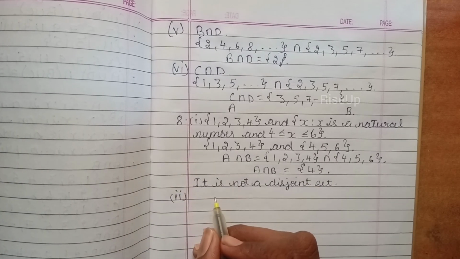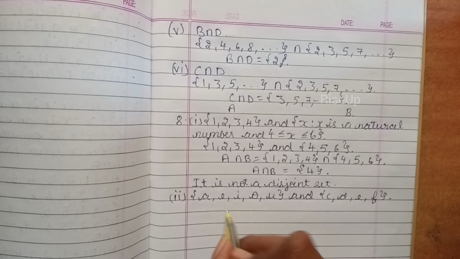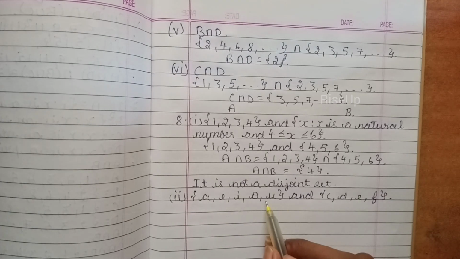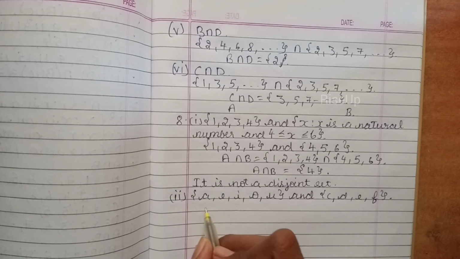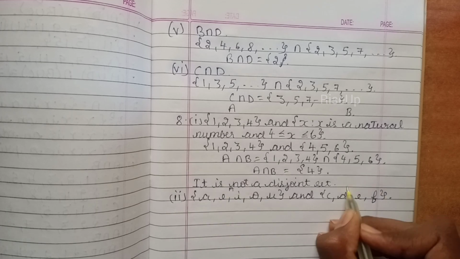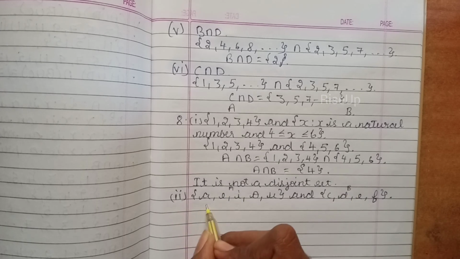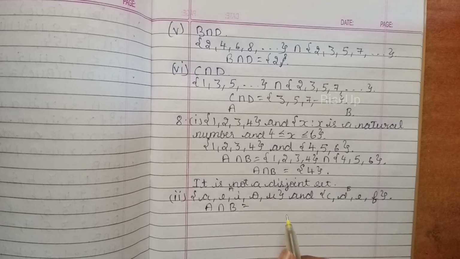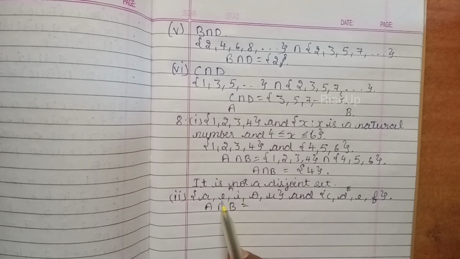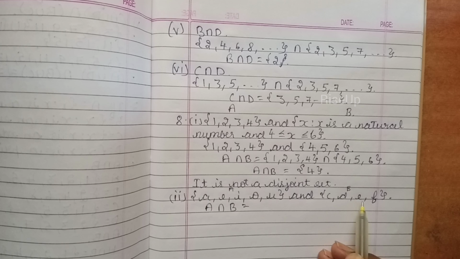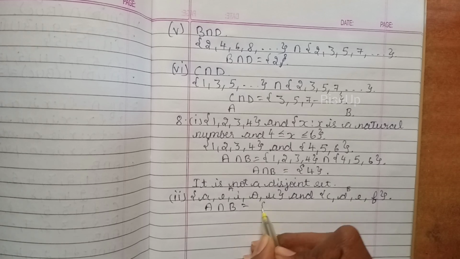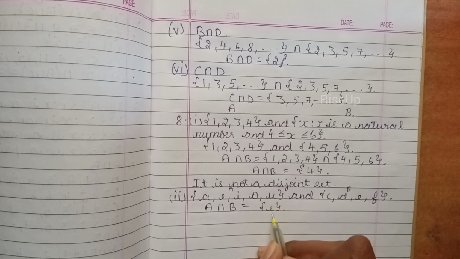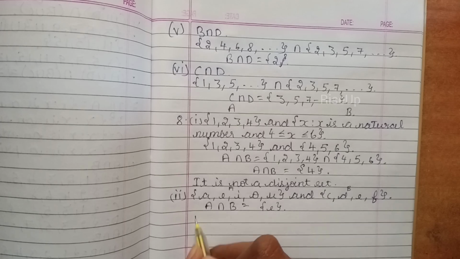Second sub question. {A, E, I, O, U} and {C, D, E, F}. Okay, what are the elements common in both the sets? Let this be A and this be B. A intersection B is equal to, what are the elements common? E is common, so one element is present, that is E, so it is not a disjoint set.